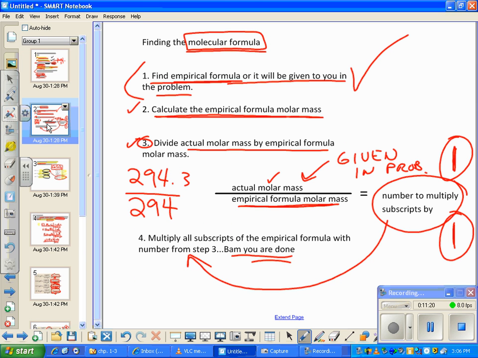Next one, how to find a molecular formula. For molecular formula, you find the empirical formula, or it could be given to you. If they give it to you, it makes it even easier. You calculate the empirical formula molar mass. You pop it into this formula right there, top and bottom. And then when you get the number, you multiply the subscripts from the empirical formula, and you are done.